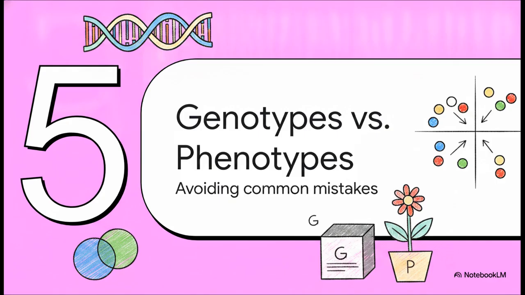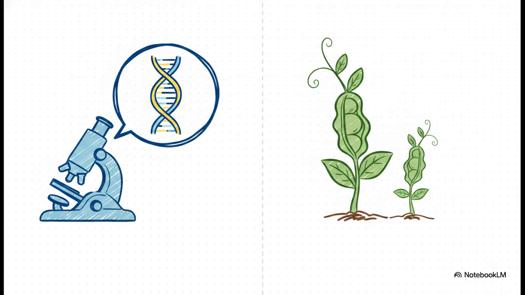Let's make sure we avoid some really common mistakes. Now that you've seen the math, we absolutely have to make sure you never confuse the underlying mechanics with the final physical product. Look at the split screen. On the left, we've got the genotype. That's the micro-level invisible genetic makeup, the actual TT, Tt, or tt alleles sitting deep inside the cells. On the right, the phenotype. That's your macro-level observable physical trait. It's the actual tall or dwarf plant that you can see and touch.